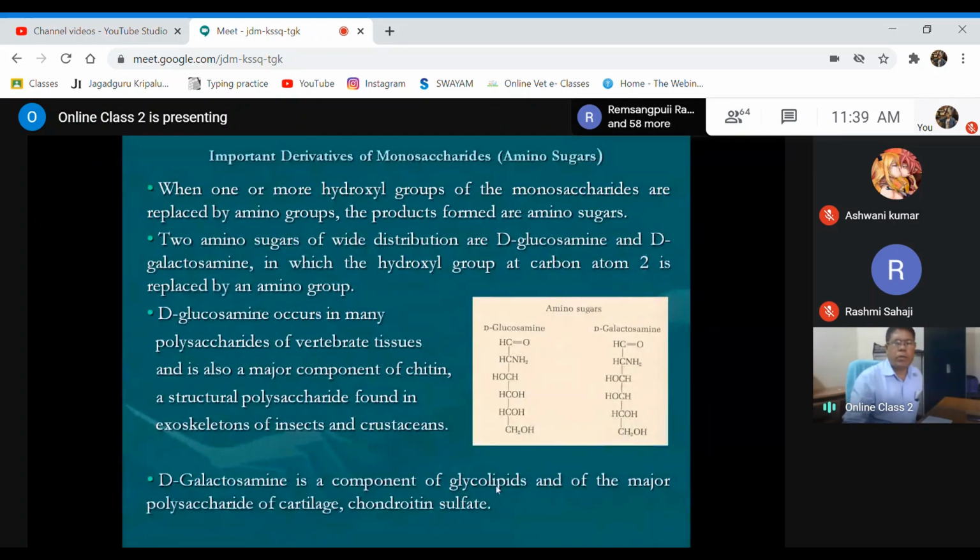D-galactosamine is a component of the glycolipids. Glycolipids we have already come across when we discussed the biological membrane. In the biological membrane, some lipids are present with carbohydrates attached, those are the glycolipids. It is also a major polysaccharide component of cartilage, the chondroitin sulfate. So they are found in the glycolipids and the cartilages, chondroitin sulfate, etc. We'll come to this later on.